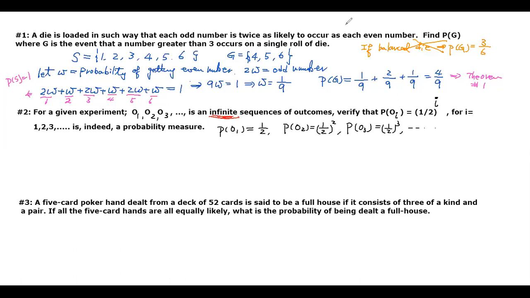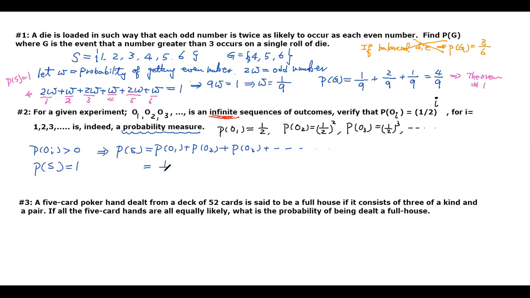Now, if this is a probability measure, we have to check that each one is greater than 0. P(Oi) is no problem, it is greater than 0, since I cannot have a negative probability. The next postulate says the probability of S has to be equal to 1. That means if you add all the outcomes, it has to equal 1. So how do I add all the outcomes? The probability of the whole sample space is P(O1) plus P(O2) plus P(O3) and so on.